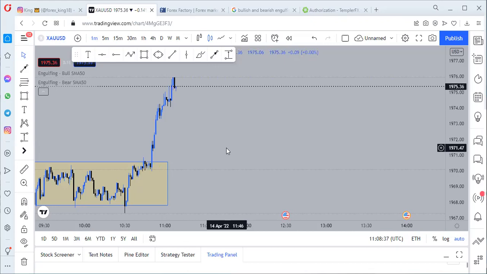But now the question is, how do you differentiate them? Because you don't have to deal with the weaker engulfing, whether it is bullish or bearish. You don't have to deal with that. You'll end up losing money in the forex market.